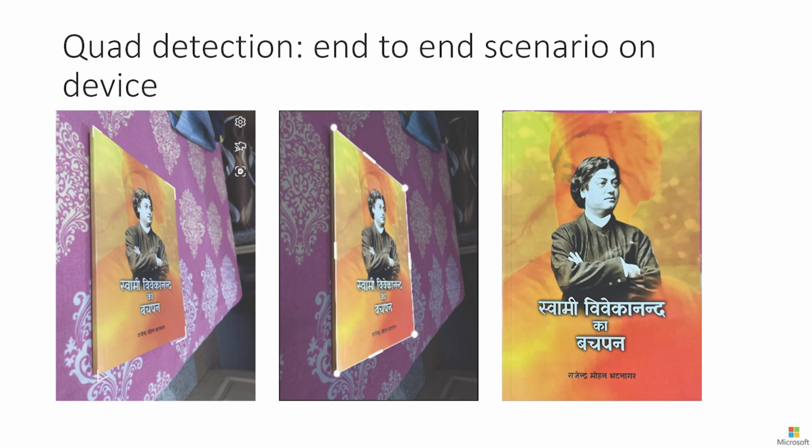So again, I will just show one of the scenarios, again one of my kids' books. So this is the photo which gets captured by the mobile, right? And now the quad is getting detected here. And now the perspective correction and all those things happen, and this is the final image that you get, right? So this is the overall scenario.